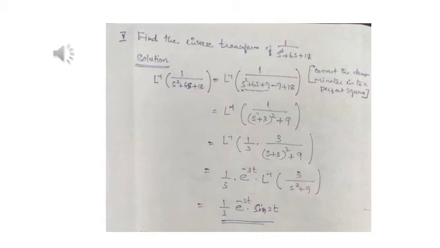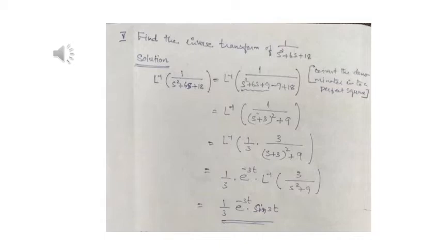Here a is 3. Okay, a square is 9, so a is equal to 3. So in order to bring a 3 in the numerator, multiply a 3 and divide a 3. So that is what has been done here in the third step. So L inverse of 1/3 into 3/(s+3) the whole square plus 9.